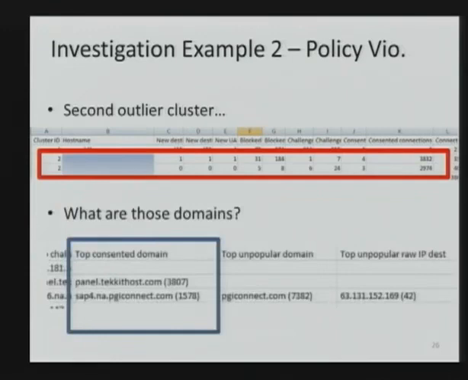Well, the first host is going to panel.takeedhost.com, which is a server for Minecraft, if anybody plays. So this is an obvious example of business policy violation by gaming at work. The second host is going to a website related to SAP, business management software. So this is an example where we could have improved the policy's whitelist by incorporating these business-related sites.